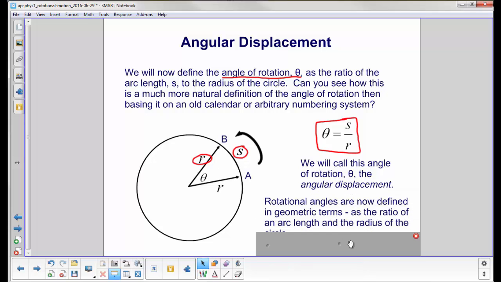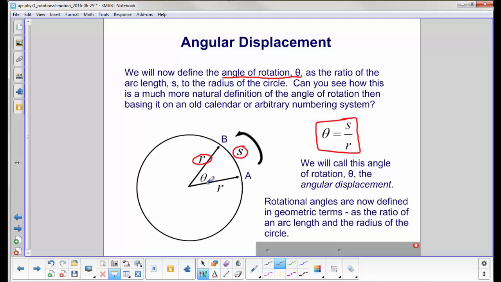And let's pull this down. We are now defining rotational angles in geometric terms. It's the ratio of the arc length covered by an angle and also the radius, all three very natural quantities of a circle.